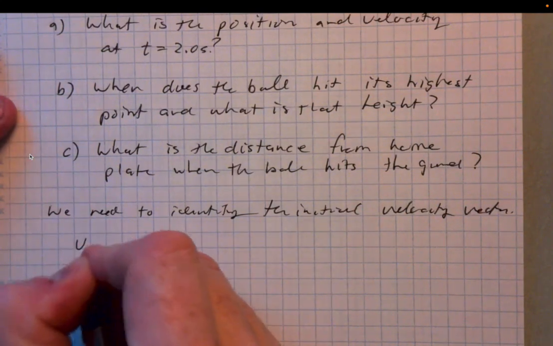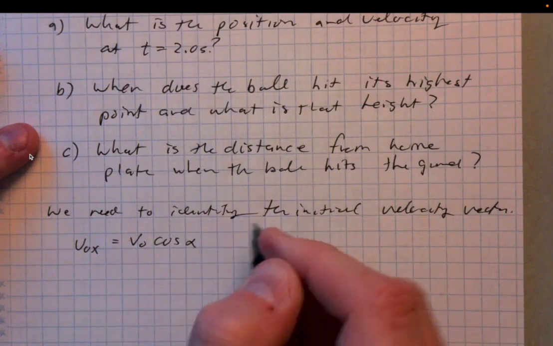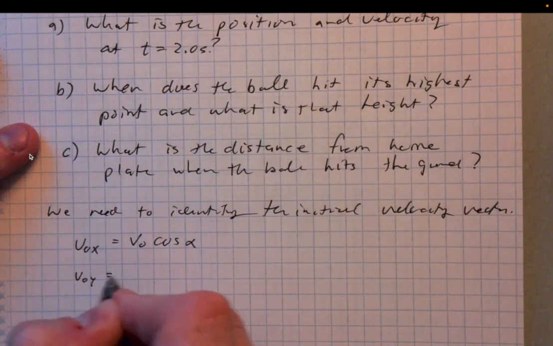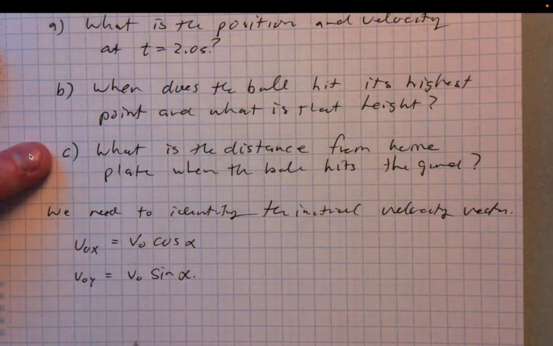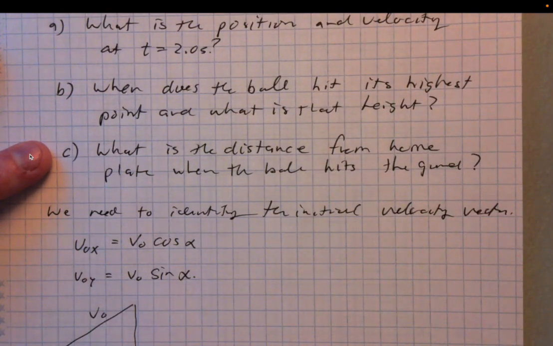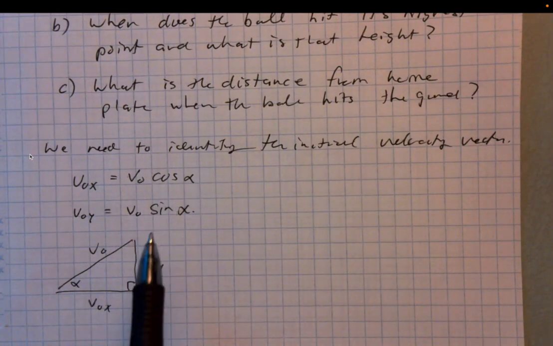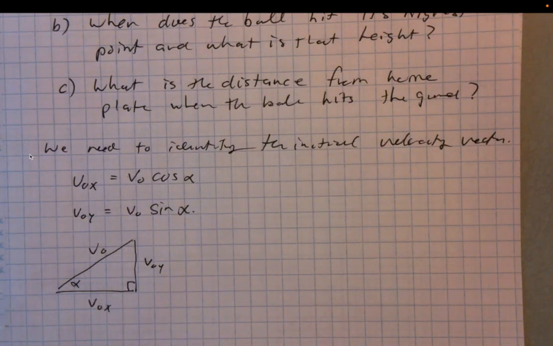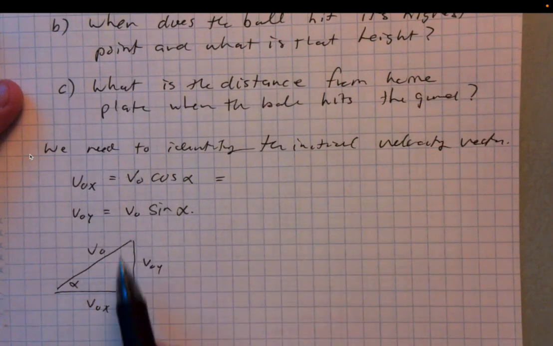v naught x is equal to v naught cos alpha, and v naught y is equal to v naught sine alpha. So you've got v naught, you've got alpha, and that's a 90-degree angle. This would be v naught y, and this is v naught x. You will probably just end up memorizing these, but if you can't remember, you could always pull out a triangle and figure out the trig that's required. So we can break the velocity down using this expression.